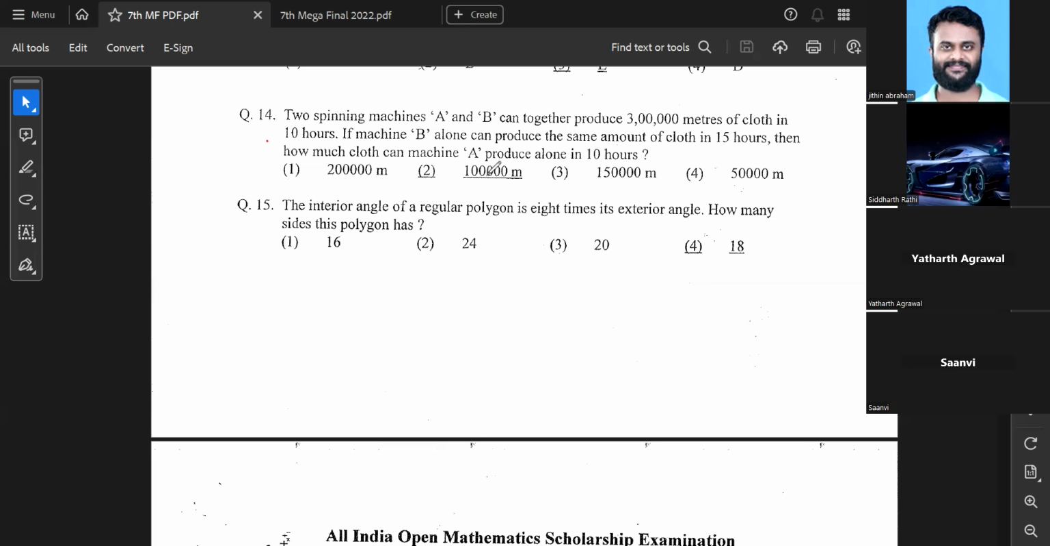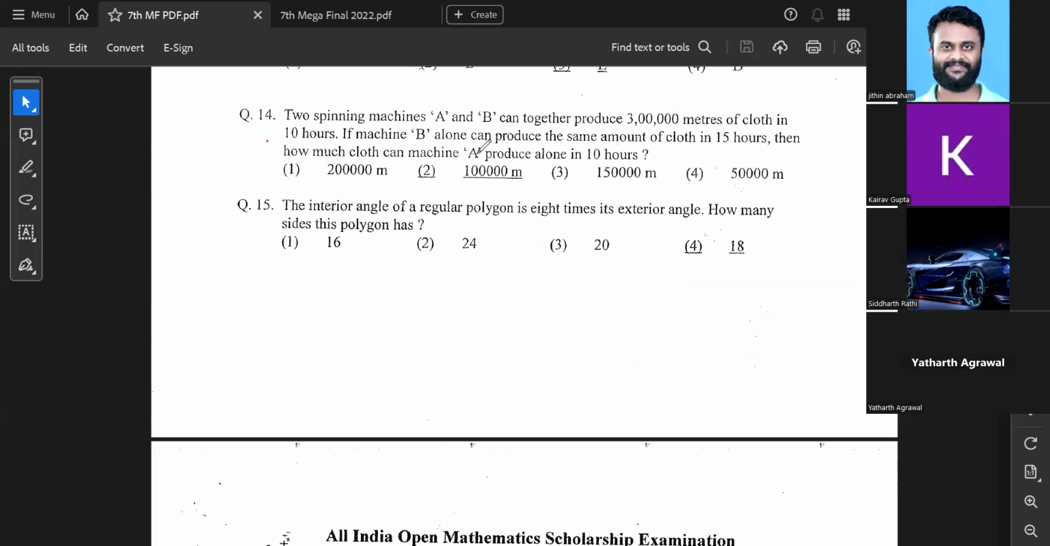Two spinning machines A and B can together produce 3 lakh meters of cloth in 10 hours. If B machine alone can produce the same cloth in 15 hours, then how much cloth can machine A produce alone in 10 hours? 3 lakh meters of cloth is produced in 10 hours by A and B.